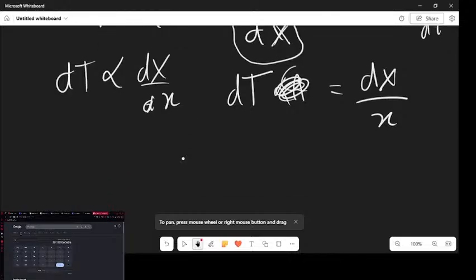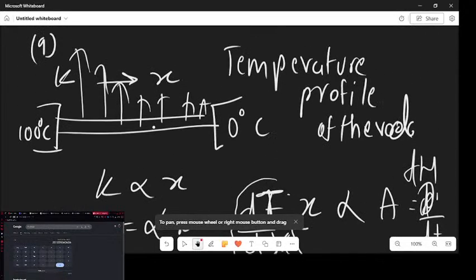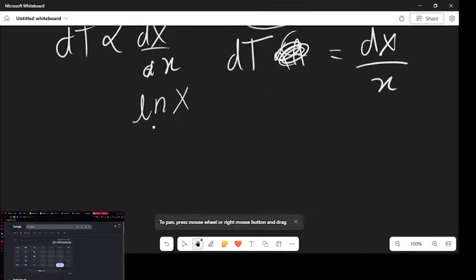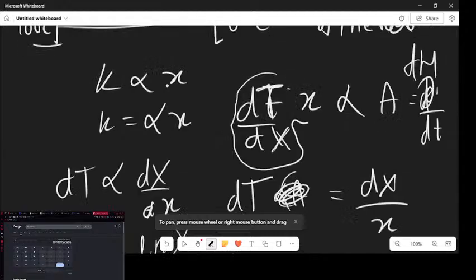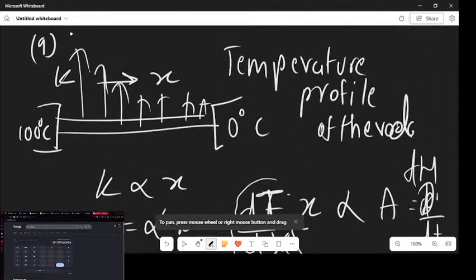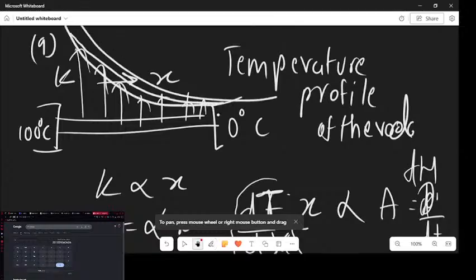Now if I integrate this, it's going to be 1 by x. 1 by x integrates to ln of x, so it's going to vary like a log function. How is the log function going to look? The decreasing logarithm function is going to be like this. No, it's going to be like this. Yes, it's going to decrease. So the temperature profile, which was like this, is going to decrease like a log. It's maximum at the start and then decreases. So that corresponds to option B.